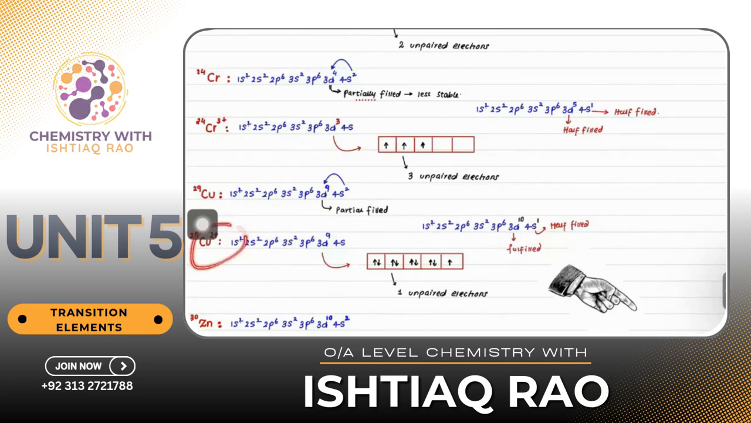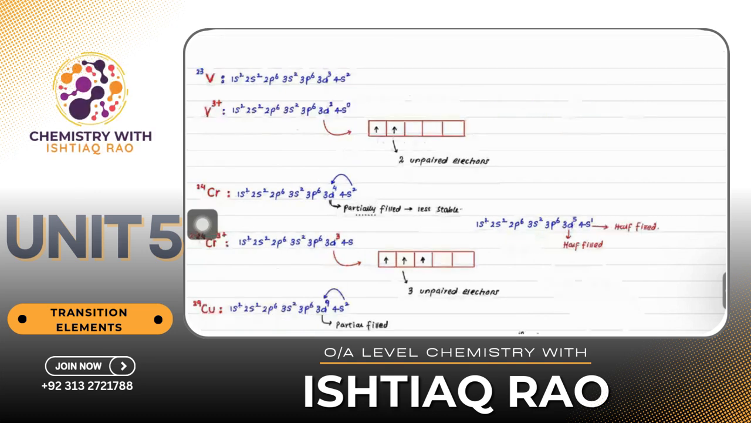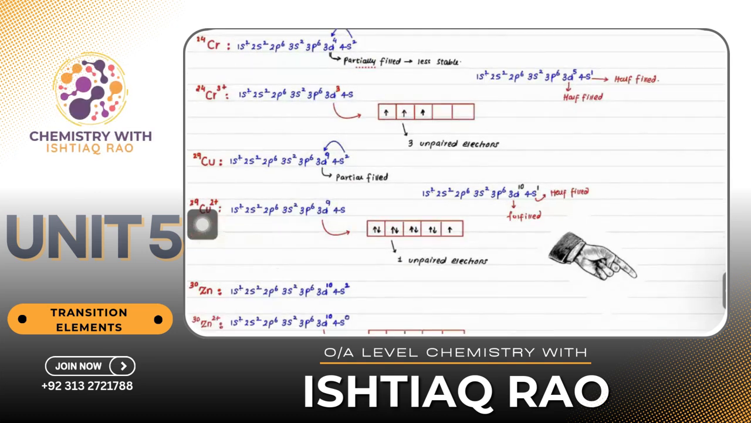Then copper has a +2 charge. I have to remove two electrons from the copper. So after removing two electrons, copper becomes 4s0 and 3d9. So when I drew the 3d9, I saw that there is one unpaired electron. Yes, it has unpaired electrons. So I would say that it's a transition element.